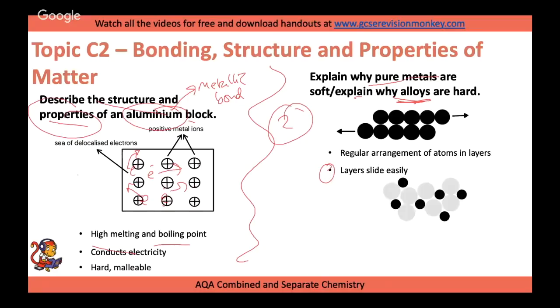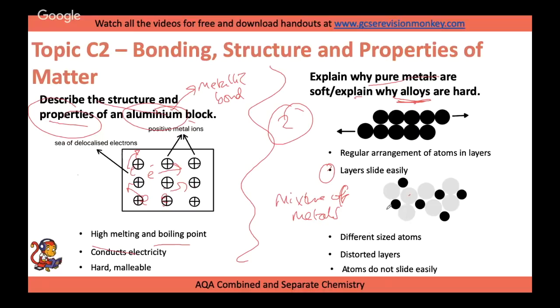However, if you have an alloy, it will look a little something like this. And this is different sized atoms because an alloy is a mixture of metals, or it could be a metal and a non-metal, like steel is made out of iron and carbon. So you have different size atoms. That distorts the layers. It doesn't allow them to lay regular, and therefore the atoms don't slide easily. So if you were to hit this one with a hammer, the atoms would slide and you could change shape. But if you were to hit this one with a hammer, it would be a lot harder.